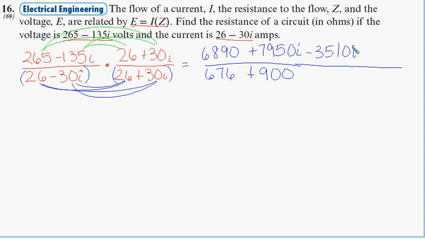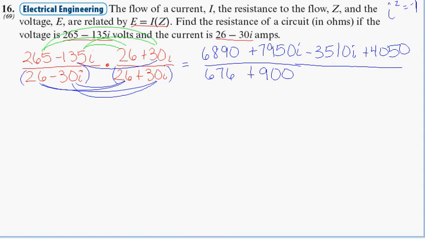The last thing we need to multiply is the negative 135 times the positive 30. That should give me negative 4050i squared, which makes it positive 4,050. Do you follow where that comes from? Because remember, i squared is equal to negative 1, right? So you've got to be on the alert for that.